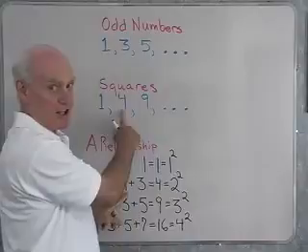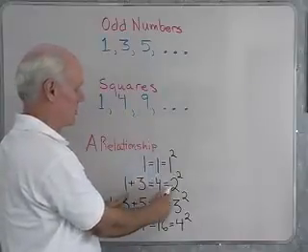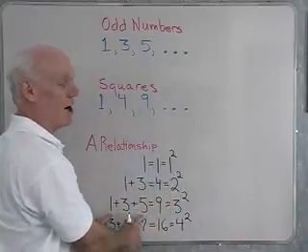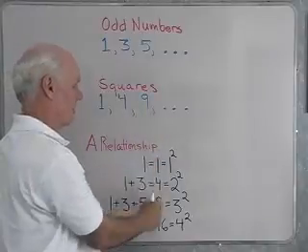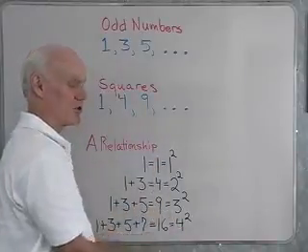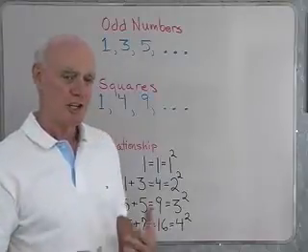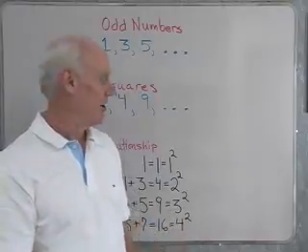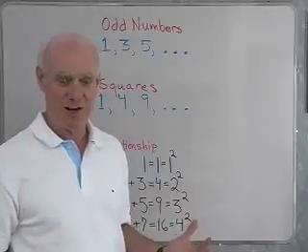we get the second square, 4, which is 2 squared. If we add the first three odd numbers, we get the third square, which is 9. If we add the first four odd numbers, we get the fourth square, which is 16. So the sequence of squares and the sequence of odd numbers are related in a very nice way.